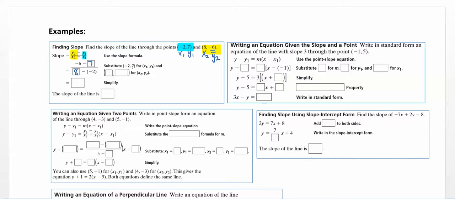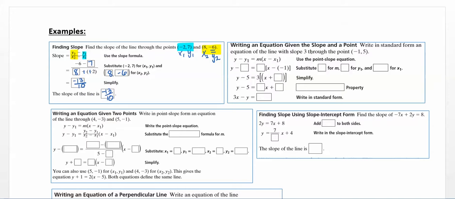So substitute negative 2, 7 for x1, y1, and 8, negative 6 for x2, y2. We do a little subtraction. We get negative 13. Negatives will cancel like that, and that's 10. So that's negative 13 over 10.